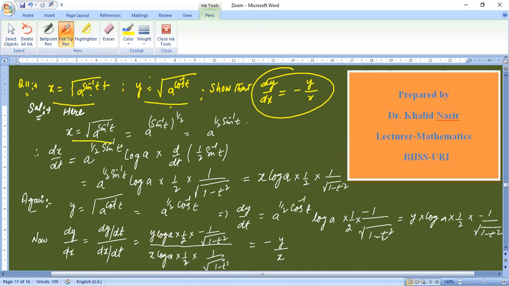Now x is equal to root of this one. The root is actually 1 by 2, so 1 by 2 will go here in front, so this is a raised power 1 by 2 sine inverse t. So dx by dt, differentiation of this one. Here you need to remember one thing that we have used, that d by dx of a raised power x is equal to a raised power x into log of a, into its differentiation. Since I have to differentiate with respect to t, it is in the form of a raised power t.